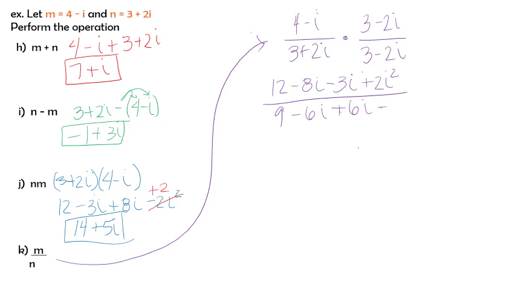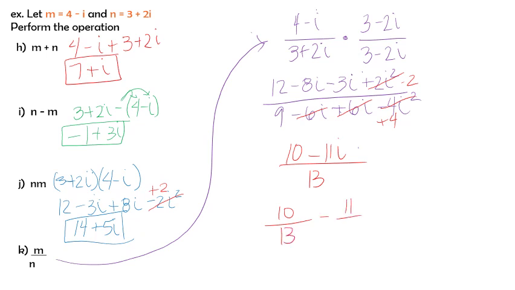And then I have negative 2i times 2i would be negative 4i squared. Change those i squareds to be negative 2 and plus 4. The 6i's go away. So I'd have 12 minus 2 is 10. Minus 8i minus 3i would be minus 11i. Divided by 9 plus 4 is 13. So in standard form, this would be 10 divided by 13 minus 11 over 13 times i. Again, I did those pretty quick, but you should have done them on your own first.